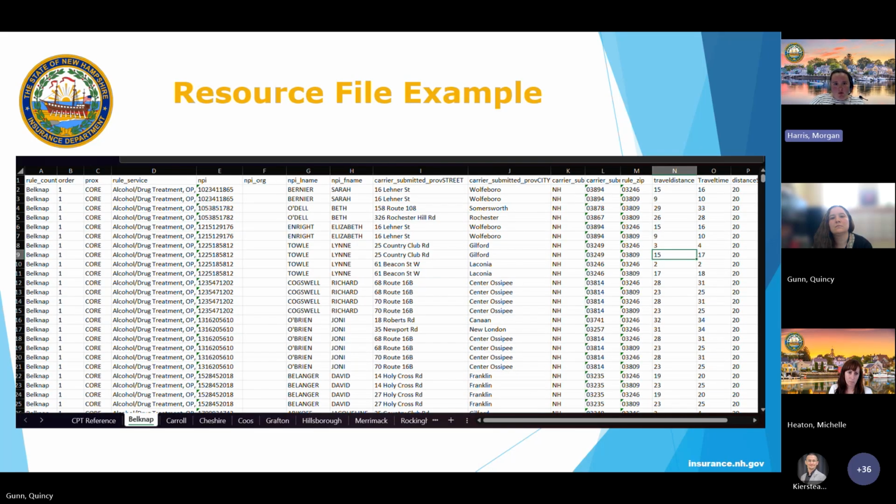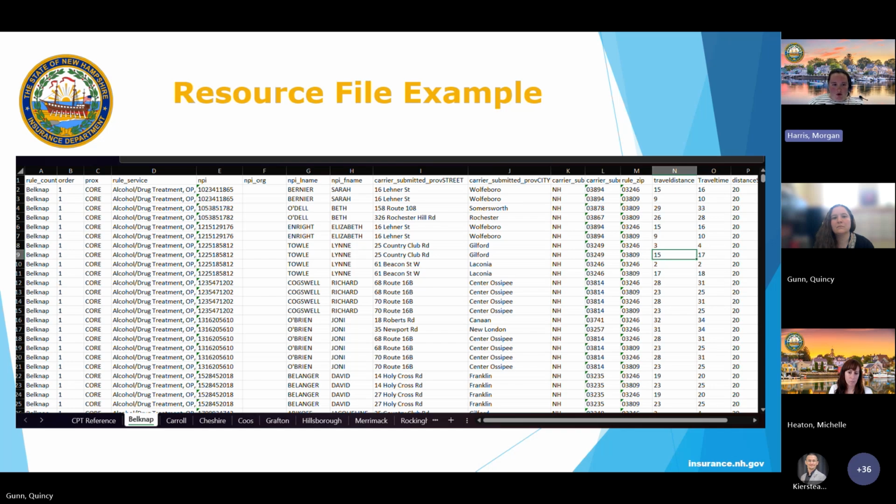So this is what the resource file looks like. Like I said, it is a great tool. You can see not only by NPI, but by name and by city, where you have your providers that are billing for a specific CPT code under that specific service. So you can see down at the bottom, we have it broken down nicely by county, so you don't have to worry about filtering through there.